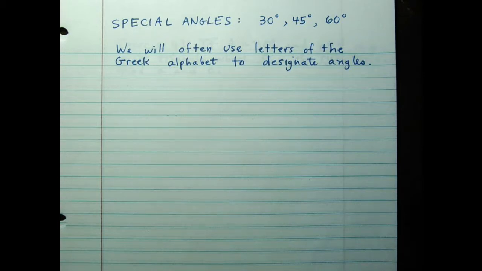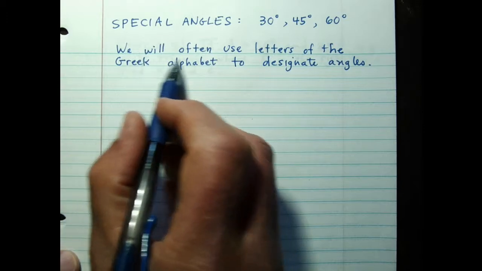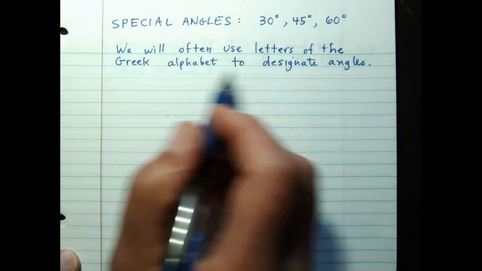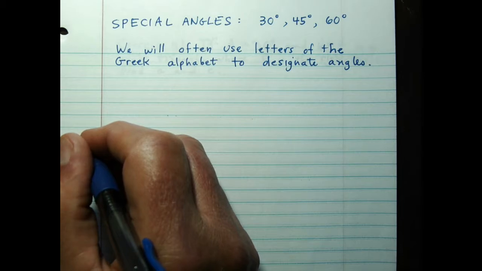So let's talk a little bit more about the special angles, 30 degrees, 45 degrees, 60 degrees. And we're also going to do an exercise that involves what we just figured out about the sine, cosine, and tangent of these angles. But before we plunge into that exercise, I just want to make a comment about how we will often use letters of the Greek alphabet to designate angles.